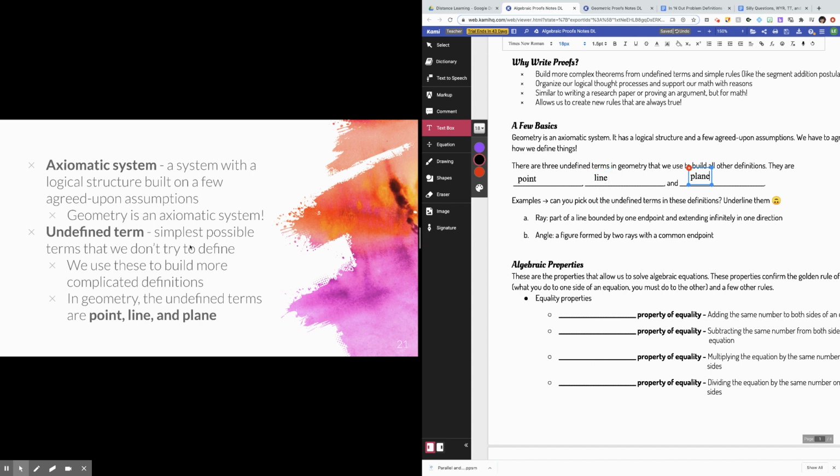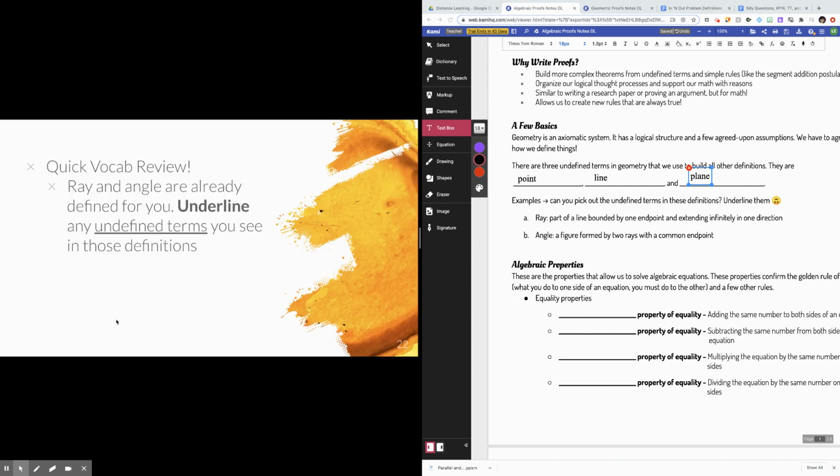And we build other terms from those terms, which you can kind of see already if you look on the right side. I gave you two different definitions there, where I asked you to pick out the undefined terms. So this is the definition of ray. A ray is part of a line bounded by one endpoint and extending indefinitely in one direction. So it's the ones that look like this. You can see the undefined terms here: we have line and point. We use those undefined terms to build a more complicated definition.